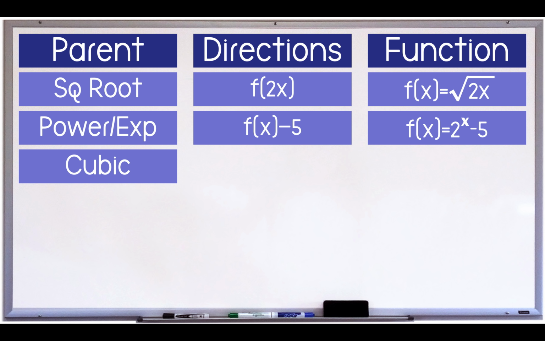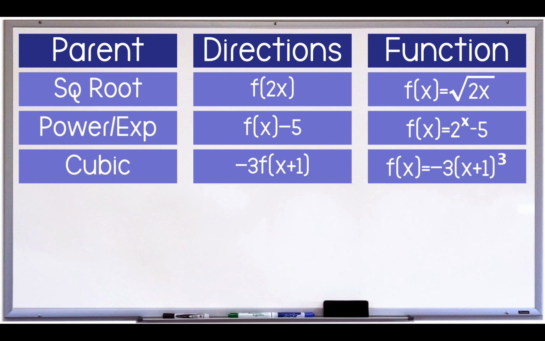Another one. The cubic function is the parent. Our set of directions is not a long list of reflections, dilations, stretches, and shrinks. It's just a simple, concise, clear rule. We want the function to be moved to the left 1 unit, and we want it to be vertically flipped and also vertically stretched. And that would create this function here: f of x equals negative 3 times x plus 1 to the 3rd power.